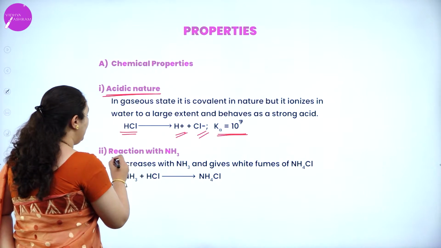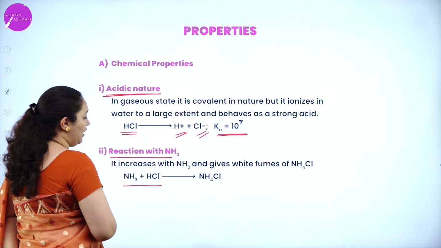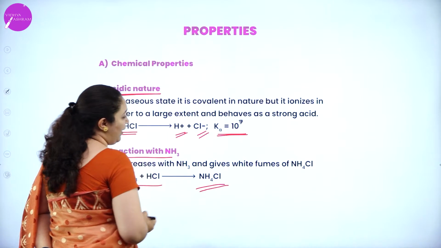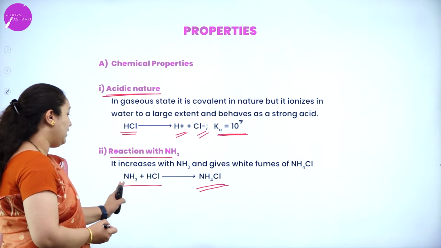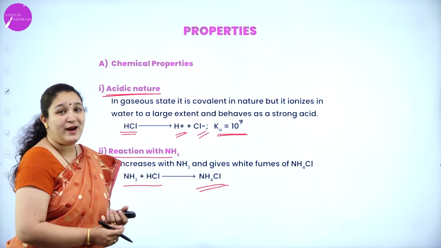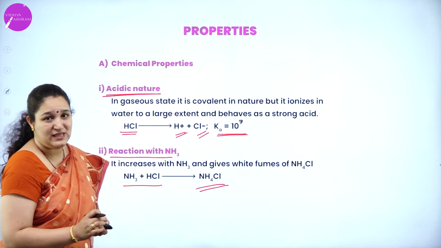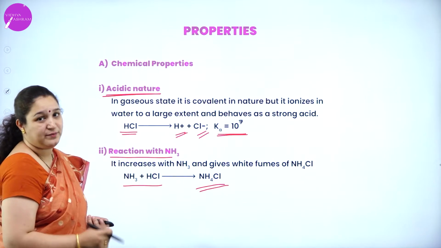Next, reaction with ammonia. HCl with ammonia will form white fumes of ammonium chloride. What is it? Ammonia with HCl gives white fumes of NH4Cl, that is ammonium chloride.